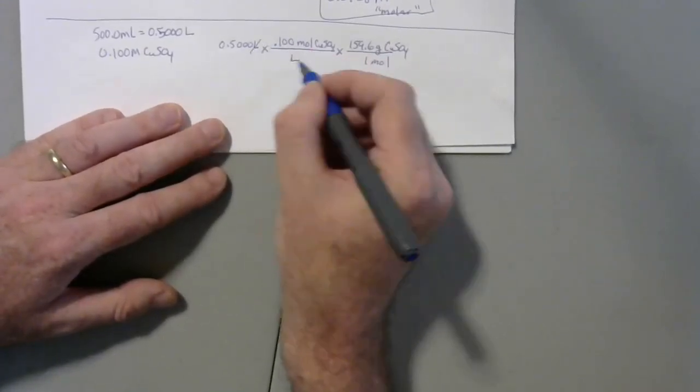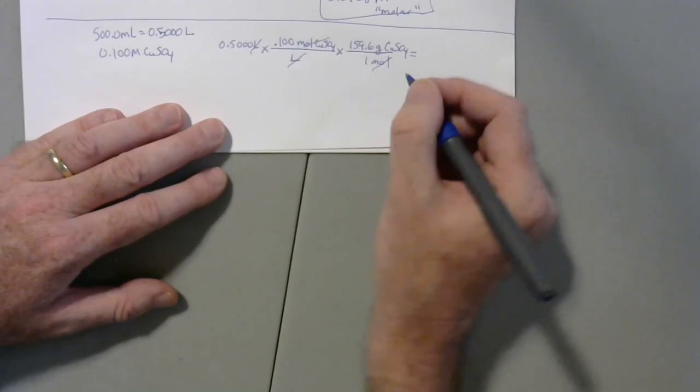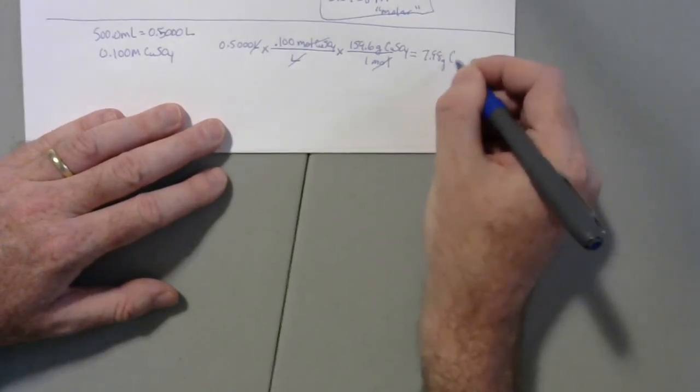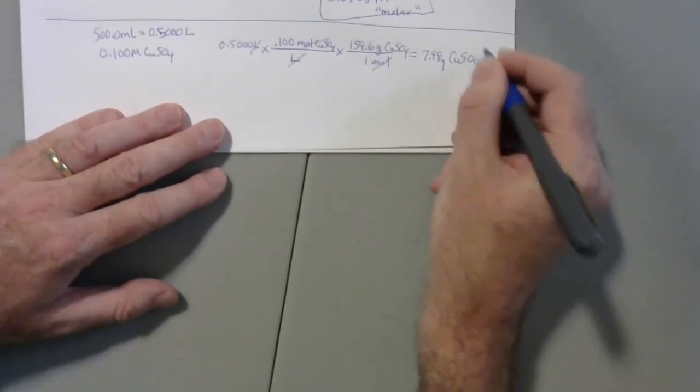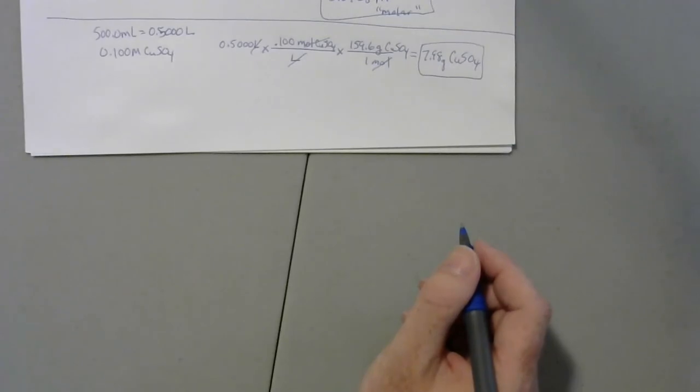And so we see the liters cancel, the moles cancel, and we're left with grams. And that's going to be 7.98 grams of cupric sulfate. And that is going to be your answer.